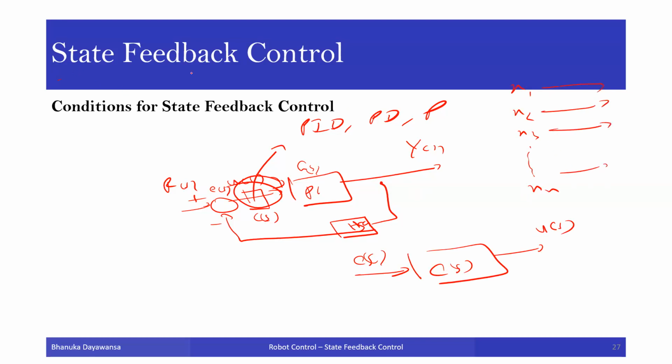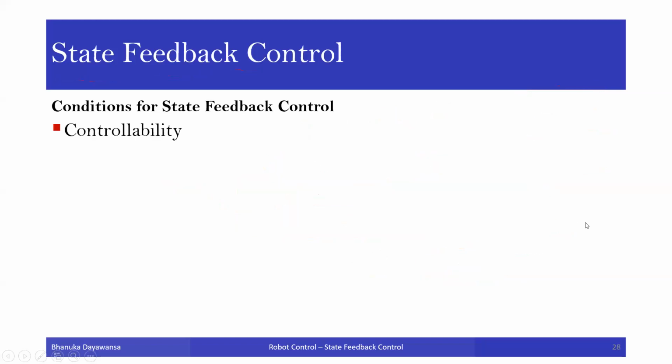Right? That's why we come to the state feedback control. Now, for the state feedback control to happen, the first thing is that the system has to be controllable. If the system is not controllable, then of course we can't control anything. The system has to be controllable first.